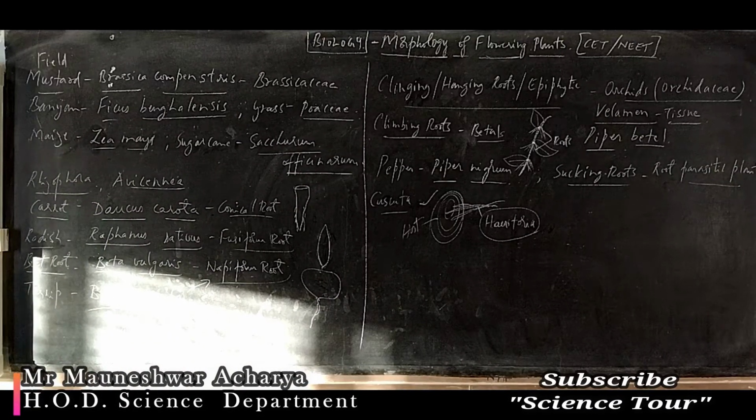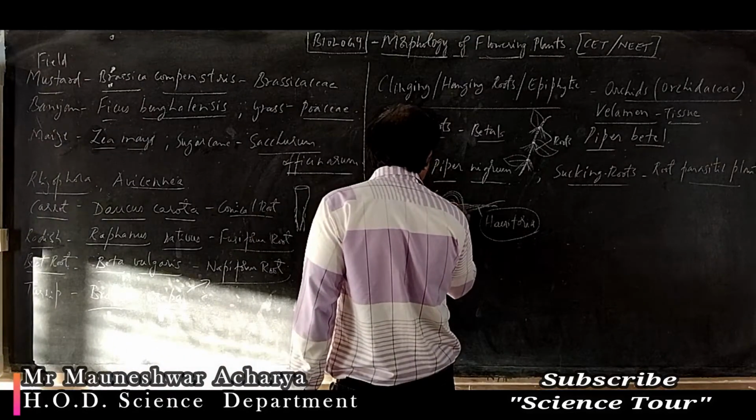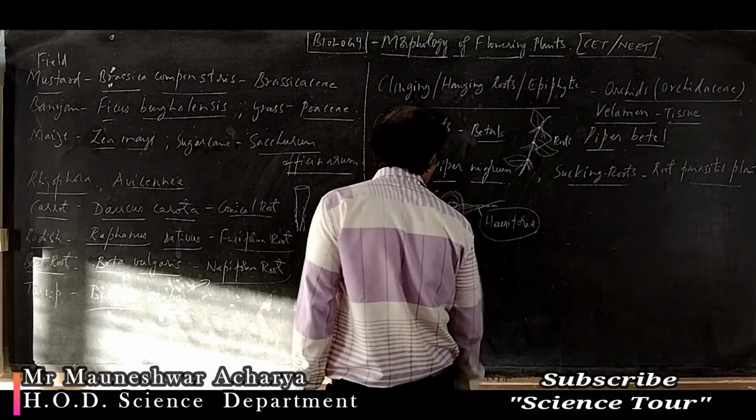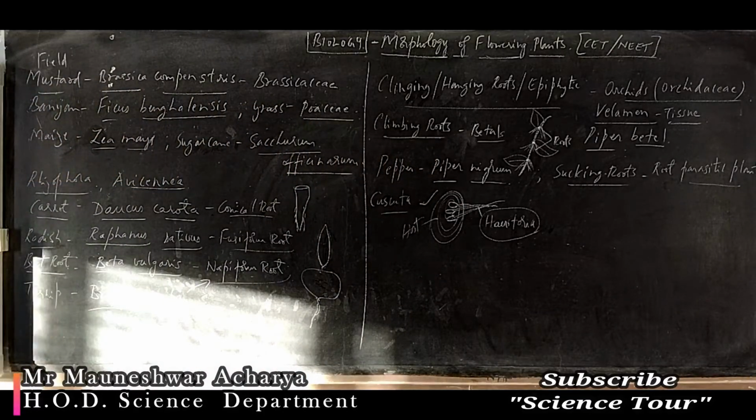So they have a knob-like structure which comes out from this root-like structure, haustoria, with which they withdraw the ready-made food.